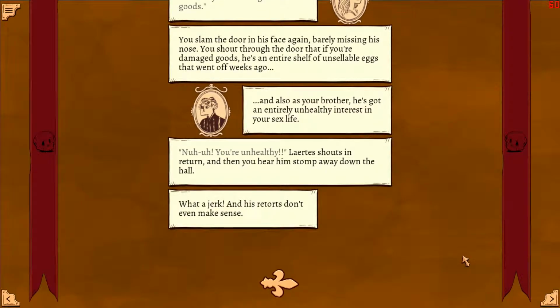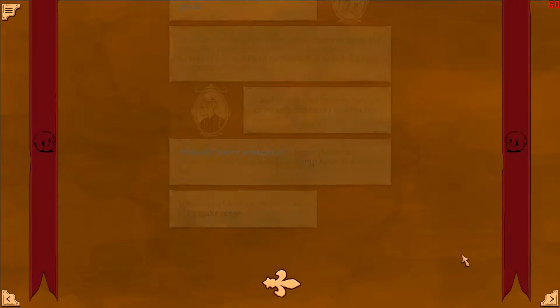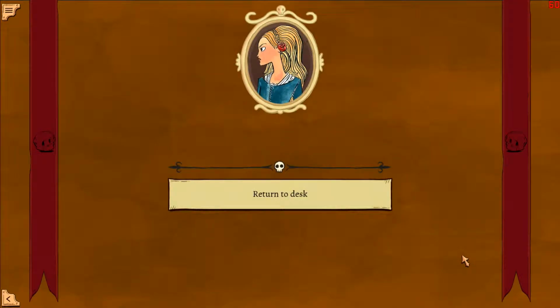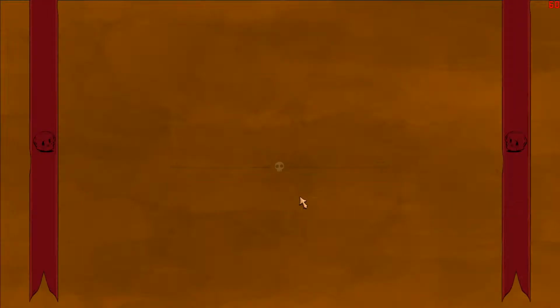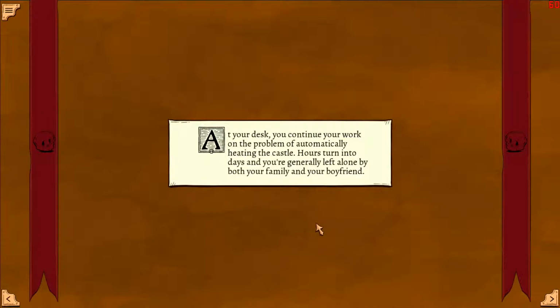What a jerk, and his retorts don't even make sense. Return to desk. Okay, why don't you let me choose one thing? At your desk, you continue your work on the problem of automatically heating the castle.